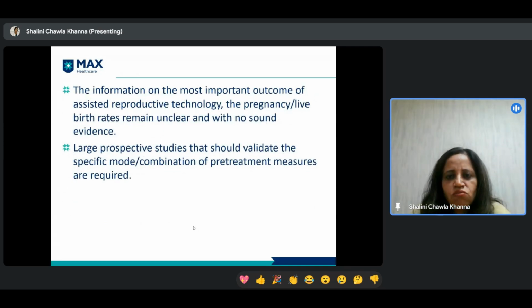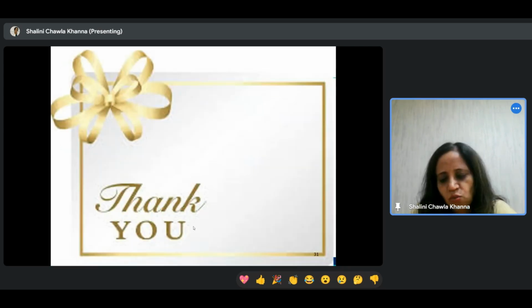The information on the most important outcome of assisted reproductive technology, the pregnancy and live birth rate, remains unclear with no sound evidence, and large prospective studies that validate the specific mode or combination of pre-treatment measures are required.